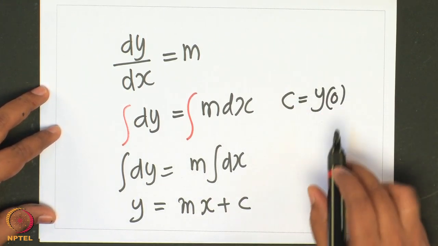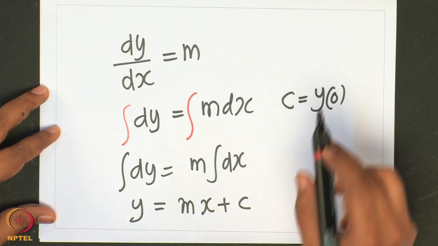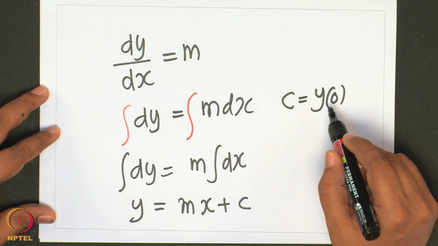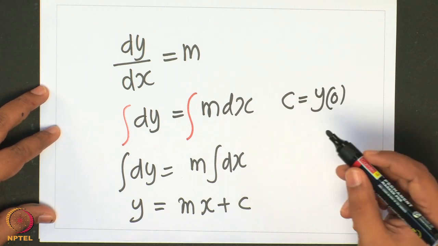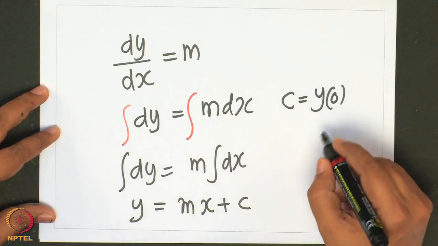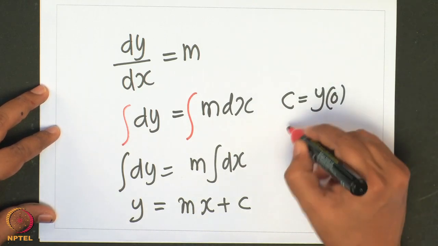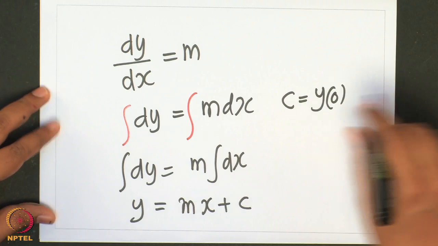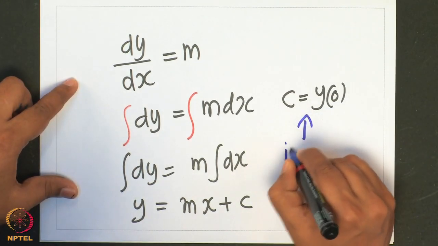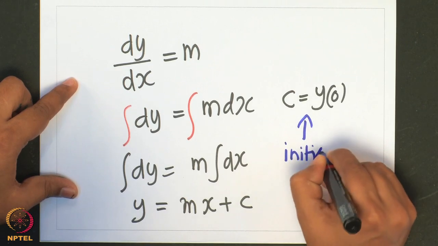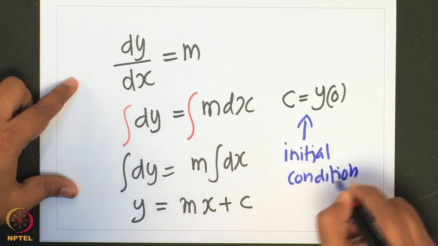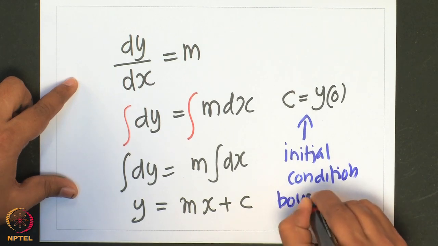If x is time, it will be the initial time, initial position. This could be an initial position, or it will be a position at a particular boundary. So, this particular thing would typically be called an initial condition or a boundary condition.